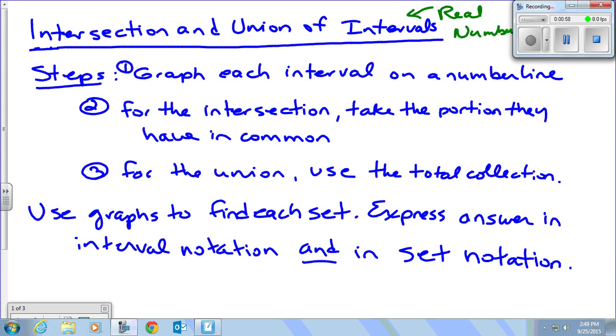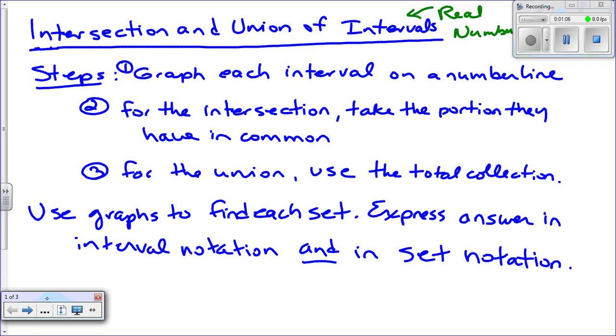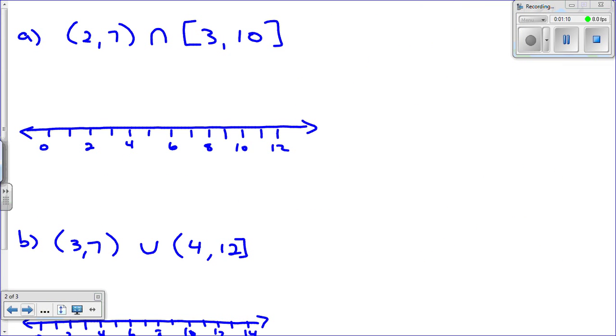So here are the instructions. Use graphs to find each set. Express your answer in interval notation and in set notation. And that's really to give us the practice with using set notation as well, which is a little trickier. So here's our first example.